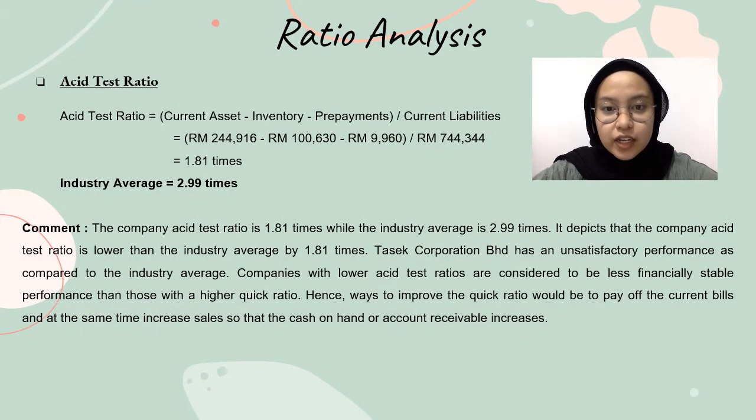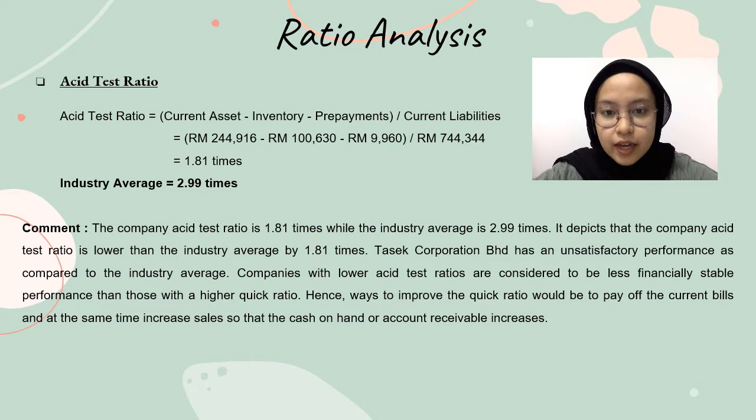Okay, so the next one is asset test ratio. The formula is current asset minus inventory minus prepayments and divide by current liabilities. So for current asset is 244,916 minus 630 and minus 9,960 and divided by current liabilities, which is 74,344, and we will get 1.81 times, and the industry average is 2.99 times.